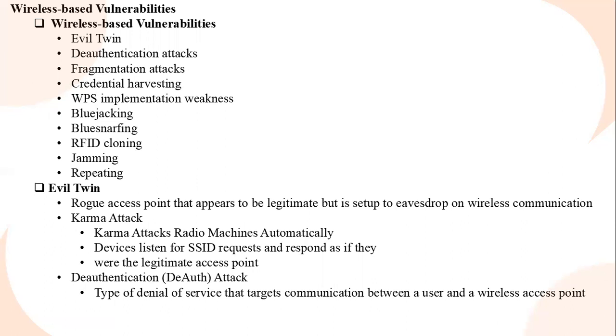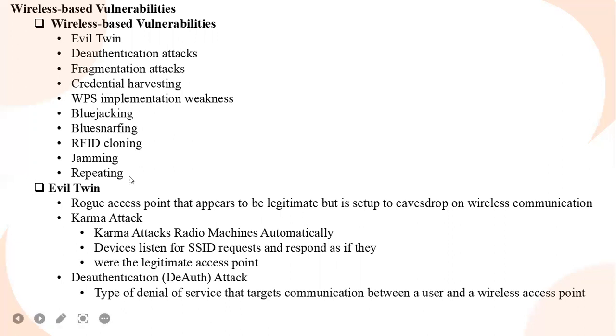So the authentication attacks, fragmentation attacks, credential harvesting, the WPS implementation weaknesses when you don't implement wireless protection, encryption, bluejacking, bluesnarfing, RFID. RFID is for access control. This card you have is for access control. Then you have jamming. Then you have also repeating.